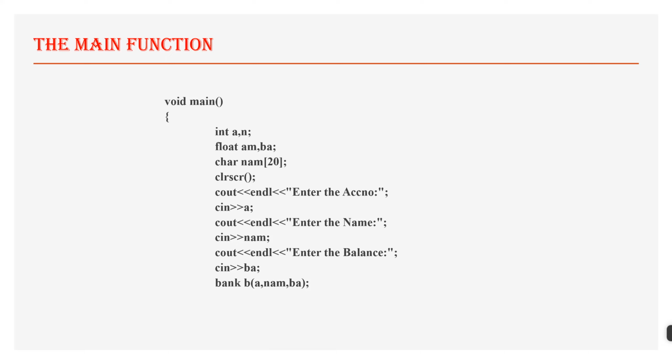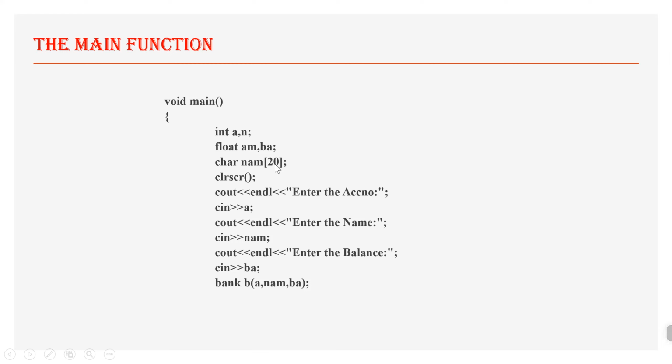Now let us go to the main program. I'm declaring two variables a and n, float amount and balance, character name of 20.